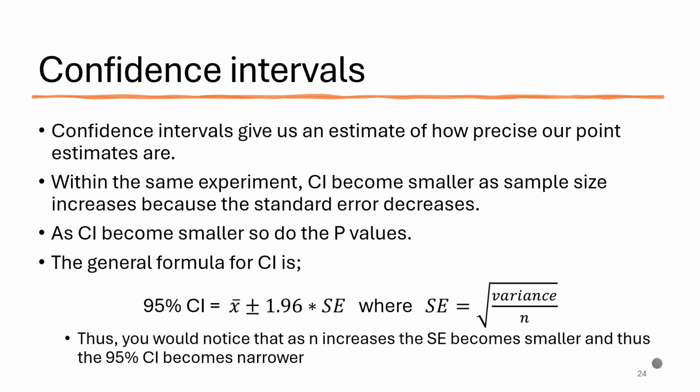Now, what you would notice is that since the variance is divided by n, as n increases, your standard error would decrease. So as your standard error decreases, your confidence interval becomes smaller because that expression, 1.96 times the standard error, becomes smaller, so your confidence interval becomes narrower, right? And as your confidence interval becomes narrower, your p-value would decrease. It would decrease.